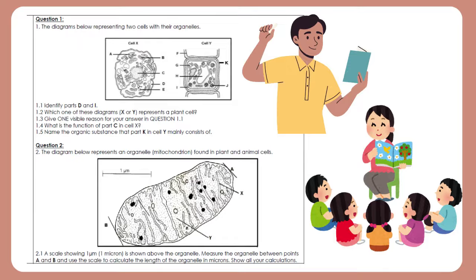Question 2. The diagram below represents an organelle, mitochondrion, found in plant and animal cells. 2.1 A scale showing 1 micrometer, 1 micron, is shown above the organelle. Measure the organelle between points A and B and use the scale to calculate the length of the organelle in microns. Show all your calculations.